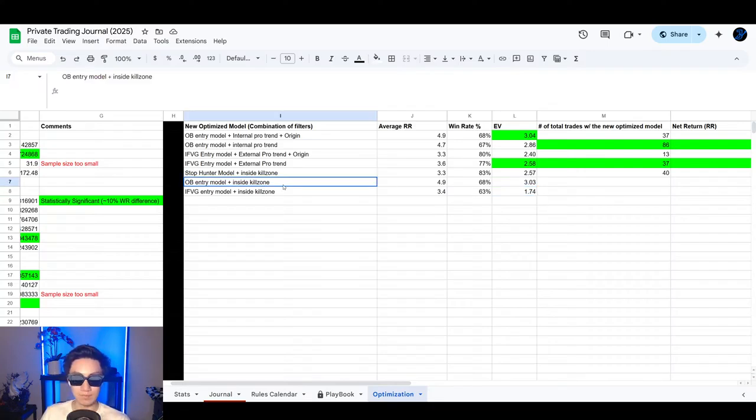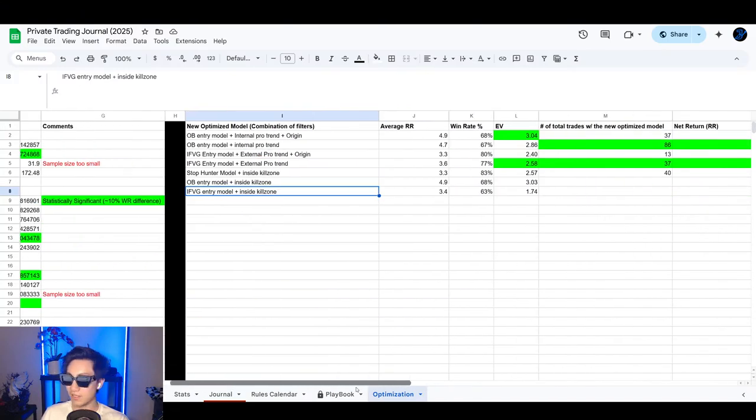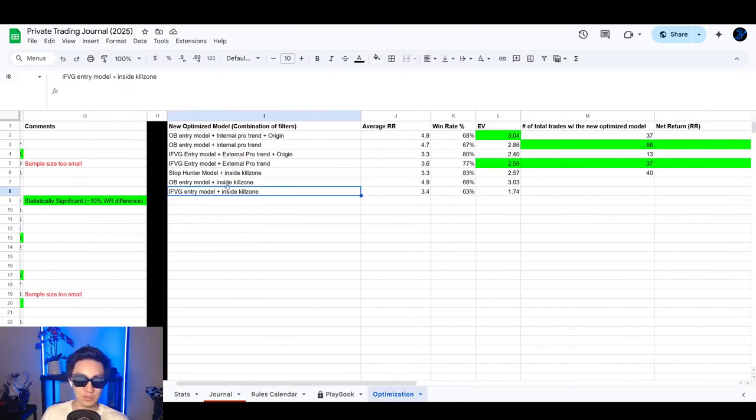You know, different entry models, both taking inside kill zone. One decreased the win rate, the other one increased. So you can clearly see without data, you wouldn't know this. So maybe in the future, for example, I want to take IFG entry models actually outside the kill zone, which is maybe contrary. But then again, here's the thing.